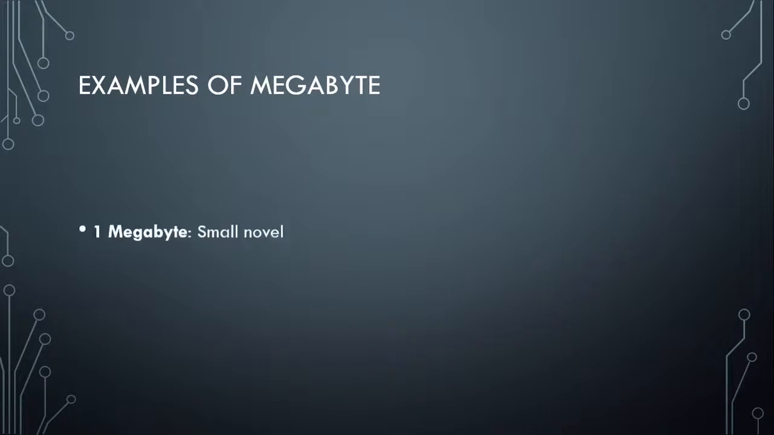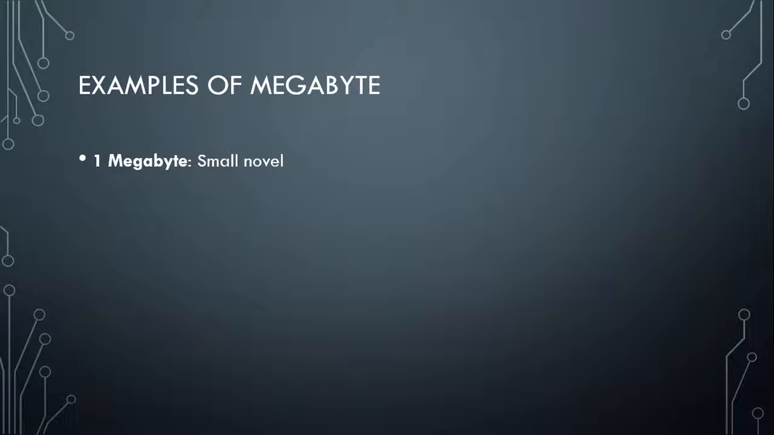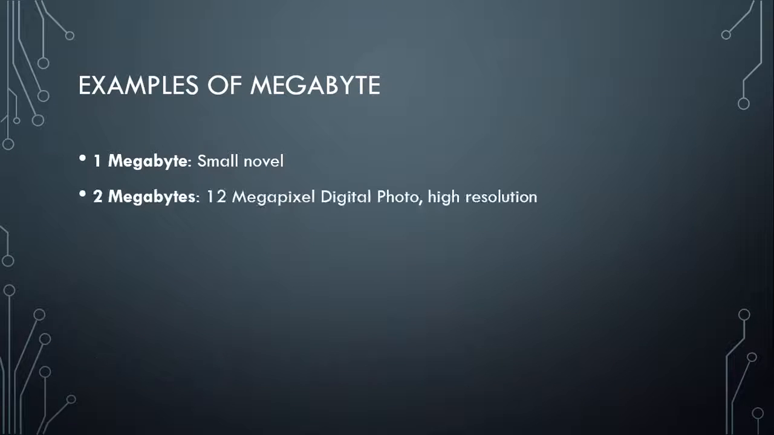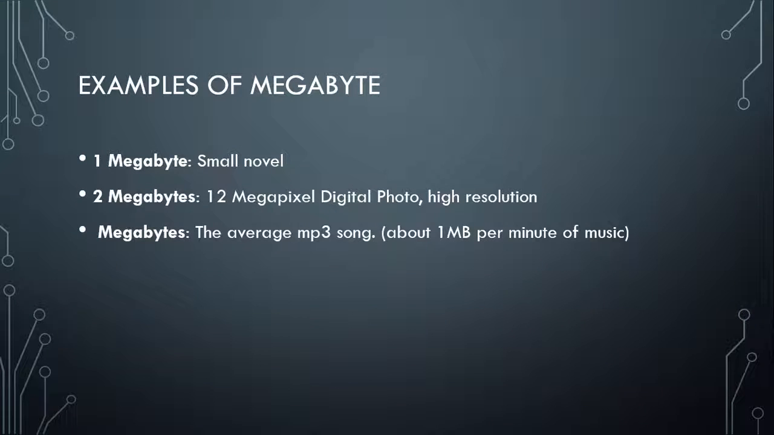Moving on to megabytes. 1 megabyte is equivalent in text to a small novel. 2 megabytes is equivalent to a 12 megapixel digital photo. This is high resolution; this is more like we're getting to JPEG images now. Additionally, with megabytes, it's the equivalent to the average MP3 song, so about 1 megabyte per minute of music.